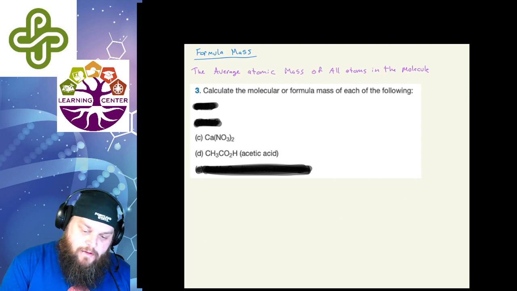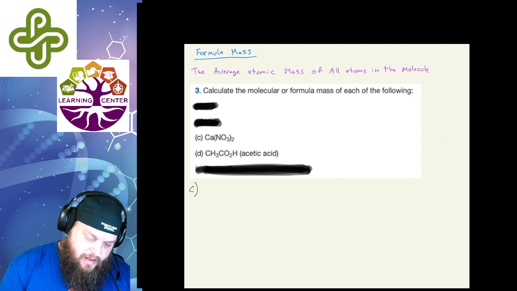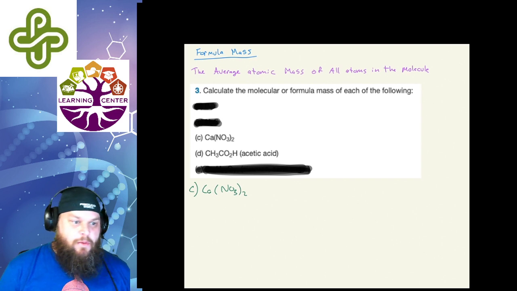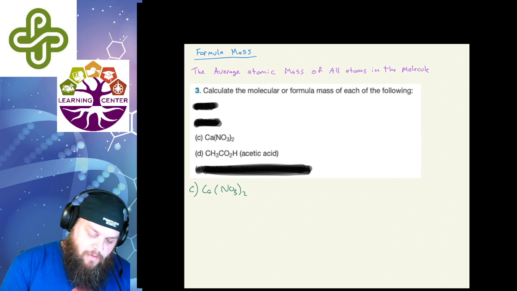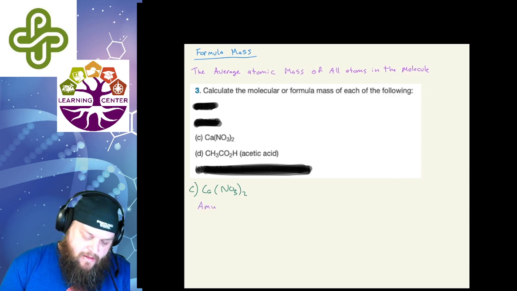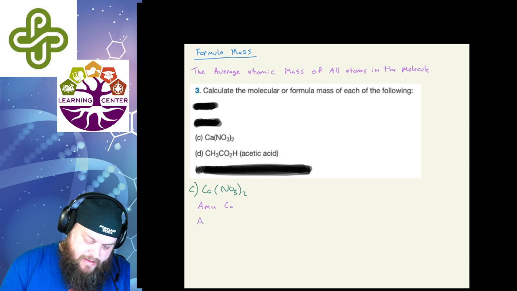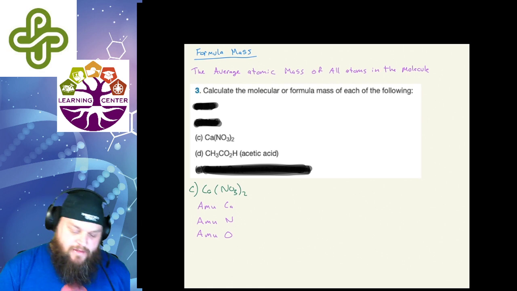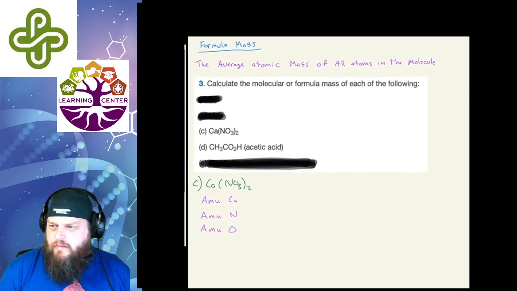So the first one I want to do is part C. Part C is Ca(NO3)2. So when we do this, we want to find the atomic mass for each of those atoms. So I'm going to list them down. I want to find the AMU, the atomic mass unit, which is the average mass of calcium. I need to do the same for nitrogen and the same for oxygen. Those are the three different atoms we have in there: calcium, nitrogen, and oxygen.